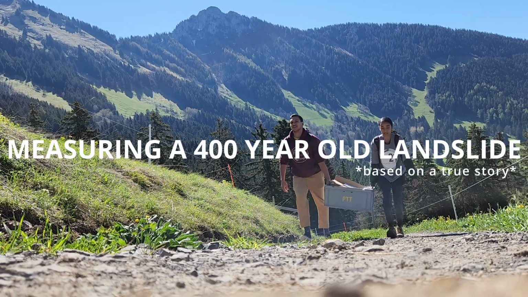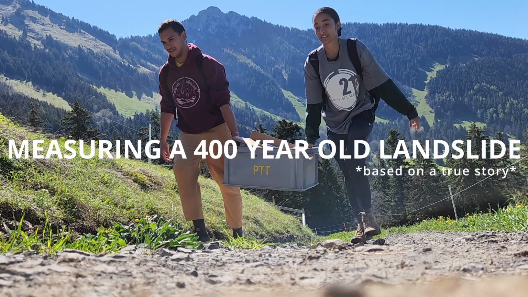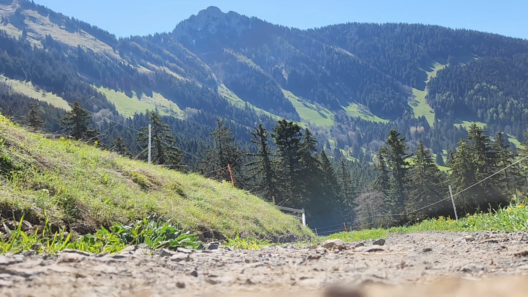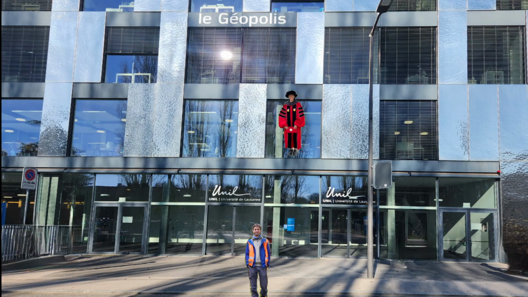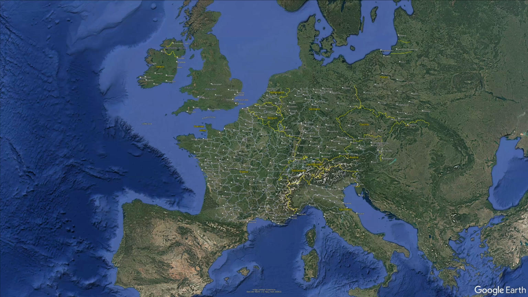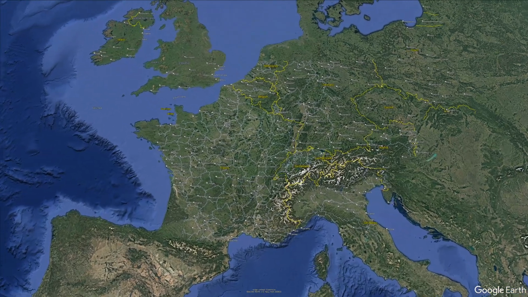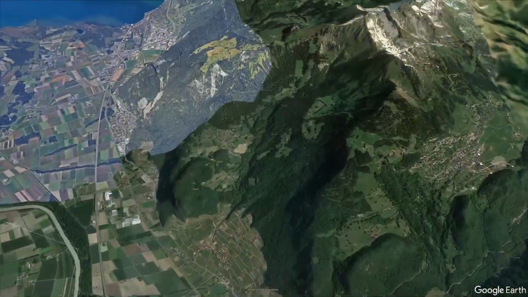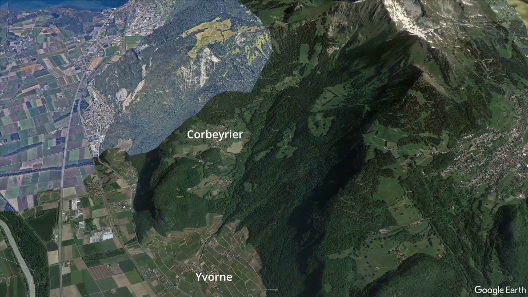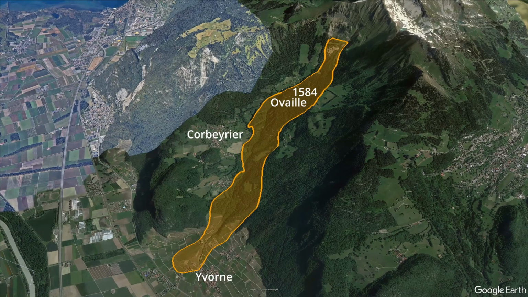We measured a 400-year-old landslide. And you're probably wondering why. Well, it all started after I graduated from my PhD and moved to Switzerland to do a postdoc with Georg Hetteny. When I arrived, we were brainstorming projects I can do while here, and the topic of the Ovi came up. And the Ovi is the local name for the landslide event and the deposits left behind over 400 years ago in the region of Corbeil and Yvonne, near the eastern end of Lake Geneva.